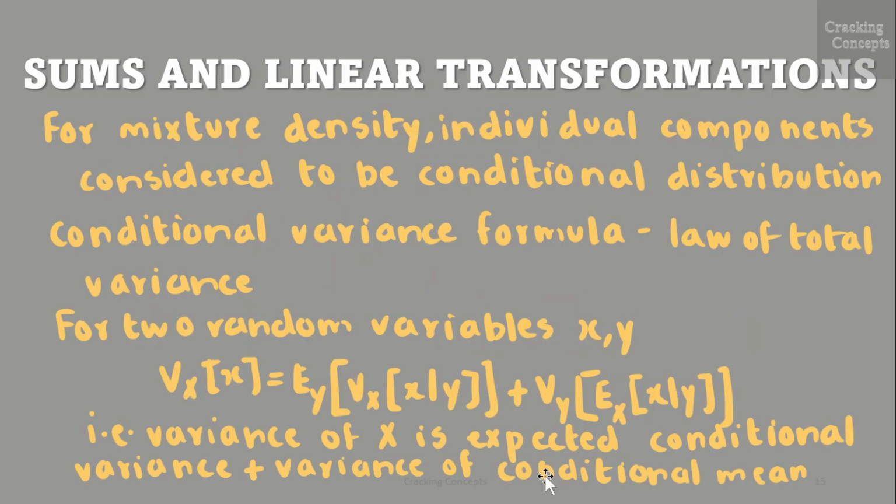For a mixture density, the individual components can be considered to be conditional distributions, that is, conditioned on the component identity. The equation that we got before is known as the law of total variance, which generally states that for two random variables x and y, it holds that V_x[x] is equal to E_y[V_x[x | y]] plus V_y[E_x[x | y]]. That is, the total variance of x is the expected conditional variance plus the variance of the conditional mean.